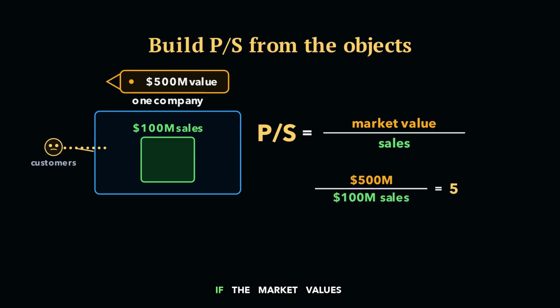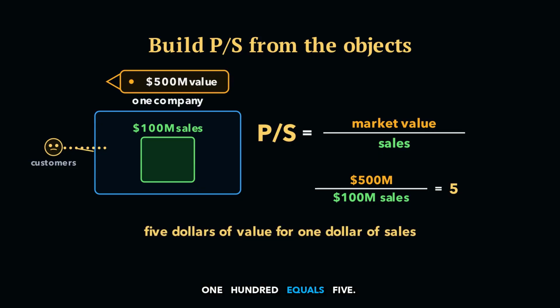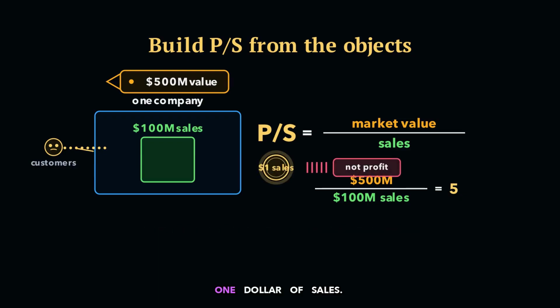Here's the clean example. If the market values a company at $500 million and the company has $100 million of sales in a year, then PS is 5. 500 divided by 100 equals 5. So read PS 5 like this. Investors are paying $5 of company value for $1 of sales. Not $1 of profit, $1 of sales. And it is not a 5-year payback clock. Sales still has bills attached to it. Shareholders do not receive the whole sales dollar. That difference is the whole video.